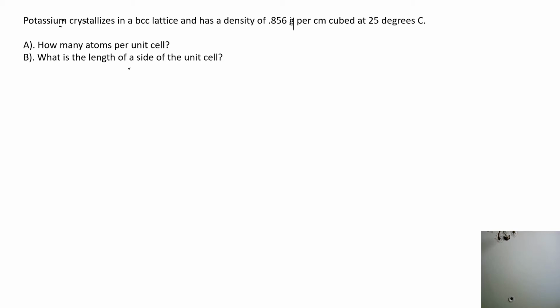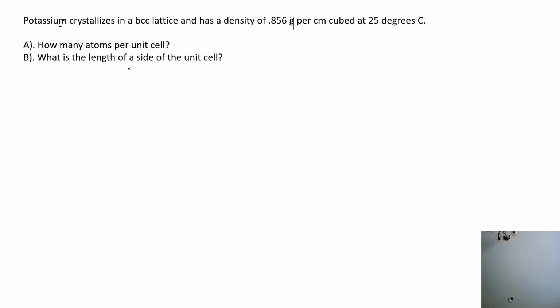Okay, now we're going to run through some problems associated with crystal structures and the types of unit cells, and the things that we can calculate using edge length, volume, and densities. The first problem: potassium crystallizes in a BCC, which of course is a body-centered cubic lattice, and has a density of 0.856 grams per centimeter cubed at 25 degrees Celsius. The first question is, how many atoms per unit cell?